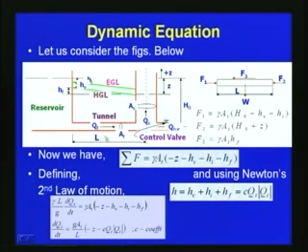Then we consider a system: a reservoir, and then a pipeline, and then a surge shaft or surge tank, a simple surge tank, and then a valve that goes to the turbine. If we consider a simple system like this, to derive the dynamic equation we consider a control volume like here. The forces acting are the pressure forces between section 1 and section 2, here if this is section 1 and here section 2.